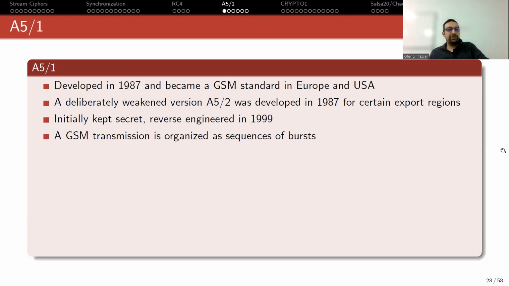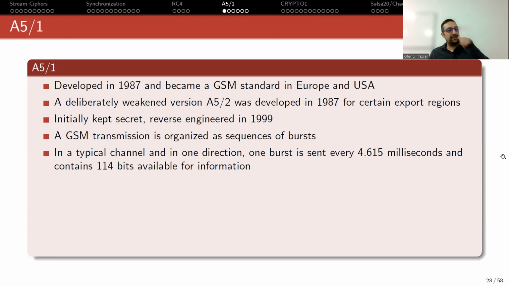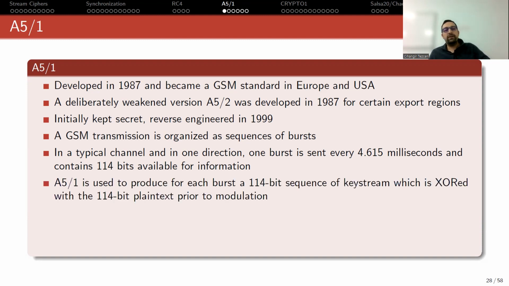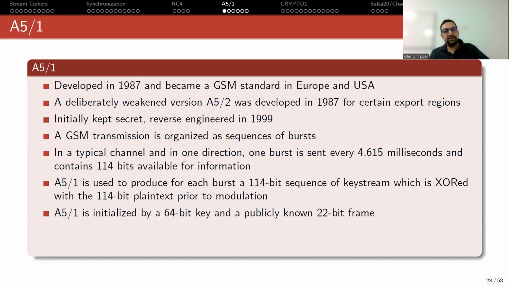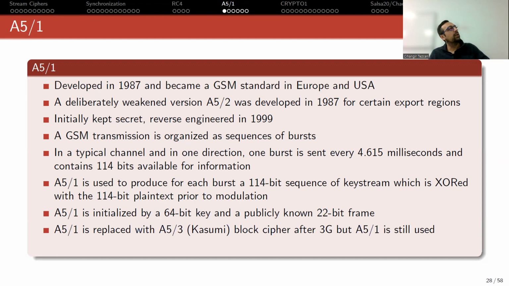So a GSM transmission is organized as a sequence of bursts. In a typical channel and in one direction, one burst is sent every 4.615 milliseconds and contains 114 bits available for information. A5/1 is used to produce for each burst a 114-bit sequence of key stream, which is XORed with the 114-bit plaintext prior to modulation. A5/1 is initialized by a 64-bit key and a publicly known 22-bit frame number.